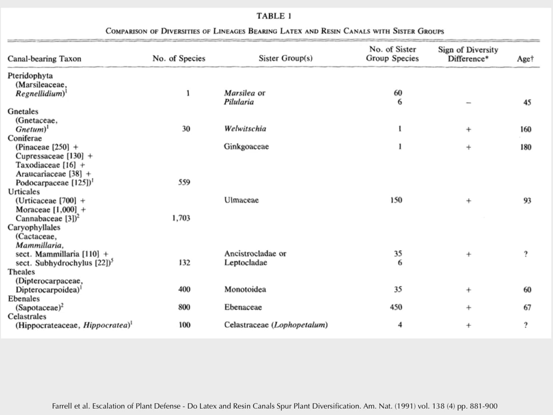The other thing is causation and correlation, right? So we have this correlation here, right? And so we've made comparisons, and it seems that having latex canals leads to more diversity, just like smoking leads to less lifespan, right? But it's still just a correlation. Yeah. We can't evolve latex canals in something. Other questions?